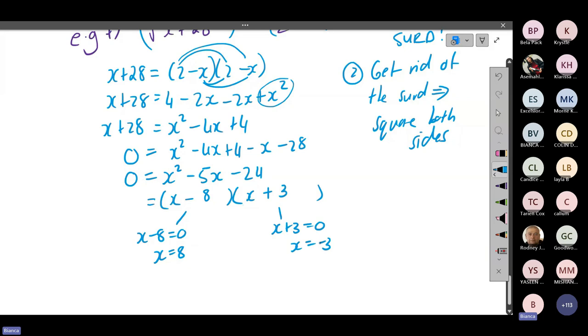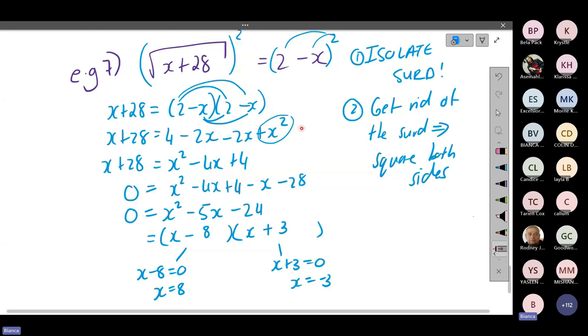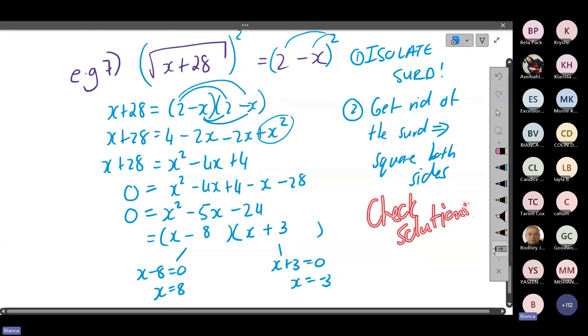And then what happens with matrics? They think they're done. Not so. How am I not done? You need to check your solutions. Grade 12s, if you remember anything from this lesson, okay? This is only 4 marks. When you get to these questions with surds, make a note if you don't know this. When you get to surd questions, you have to check your solutions because one of them won't work.